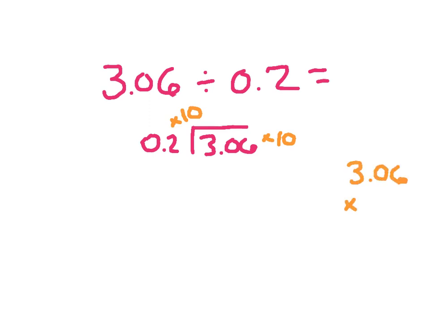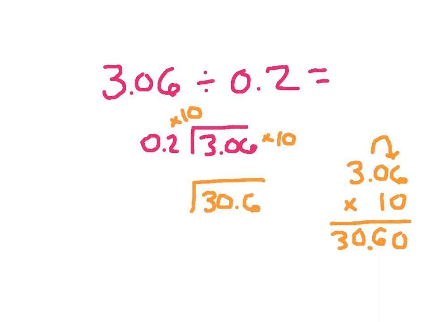3.06 times 10. I'll end up moving the decimal place 1 over to the right. You'll see why. A place is 0, because the 1 is worth 10. 1 times 6 is 6. 1 times 0 is 0. And 1 times 3 is 3. 2 decimal places, 2 decimal places. And then so that's 30.6. And what I was saying is that you move the decimal point 1 over to the right there. So that's 30.6. And again, 0.2 times 10, 1 decimal place to the right, is 2.